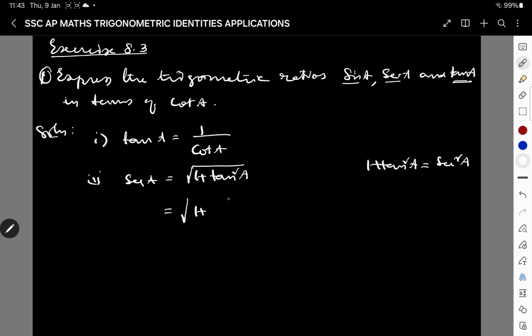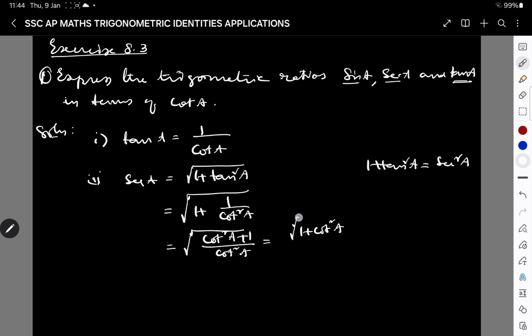This is equal to square root of 1 plus 1 by cot square A, because tan is 1 by cot, is equal to square root of cot square A plus 1 by cot square A, and you cannot leave it like this. It is square root of 1 plus cot square A by cot A. That's all. So this is how you can find secant A in terms of cot A. And third one, this is the identity used.